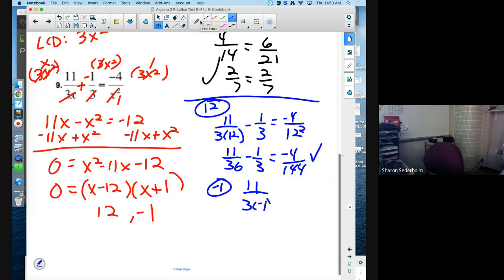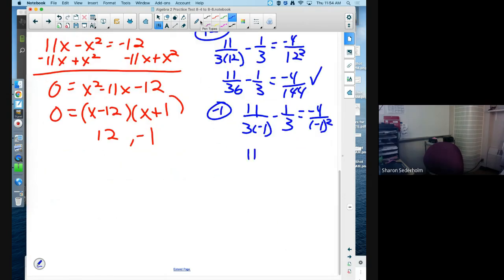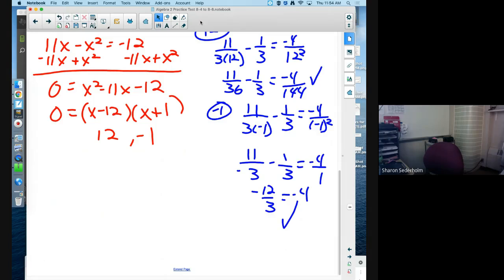11 over 3 times negative 1 minus 1/3. Does that equal negative 4 over negative 1 squared? Well, let's see. 11 over negative 3, or negative 11/3, minus 1/3. Does that equal negative 1 squared is 1? So negative 11/3 minus 1/3. Is that true? Negative 12 divided by 3, does that equal negative 4? It's good. So that one had 2 solutions that both worked. In fact, let me put a box around my 2 solutions.